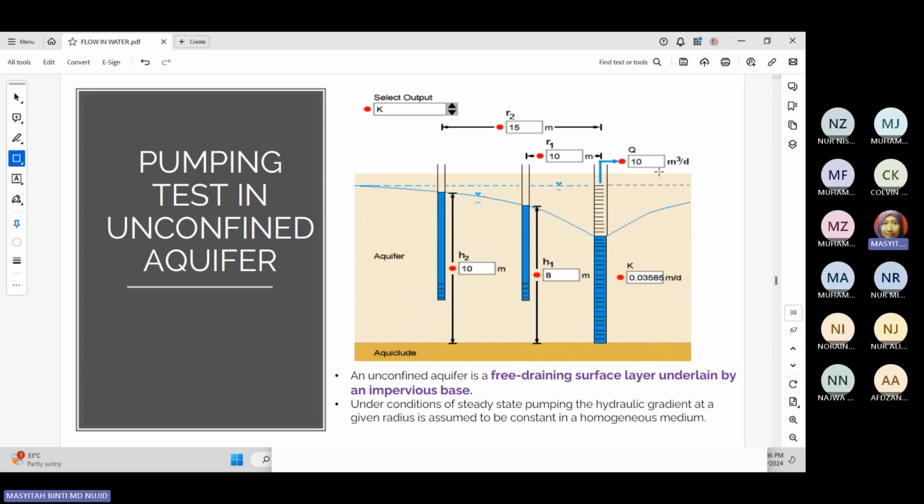So what it means is that it allows for a free draining surface underlain by an impermeable base. Maknanya dekat bahagian atas ni adalah free draining surface, dekat bahagian bawah ni adalah impermeable base. So under conditions of steady state pumping, the hydraulic gradient at the given radius is assumed to be constant in a homogeneous medium. So this is another assumption when you deal with the pumping test in unconfined aquifer.